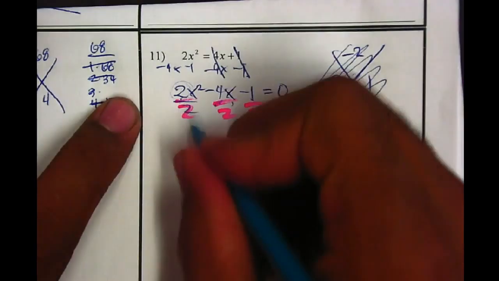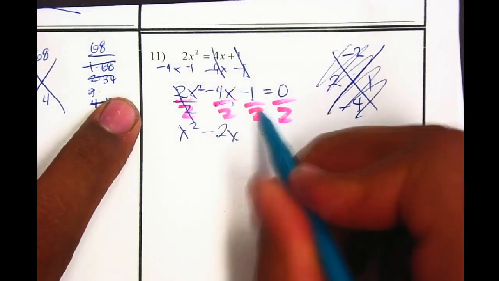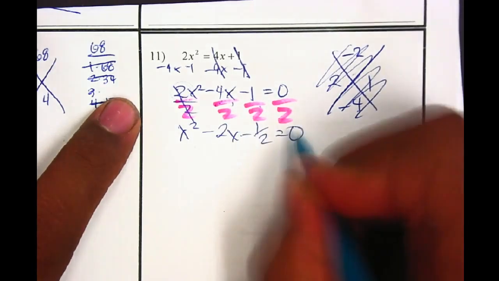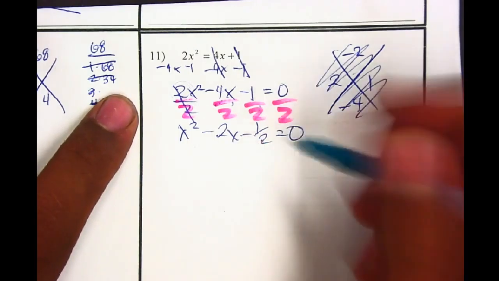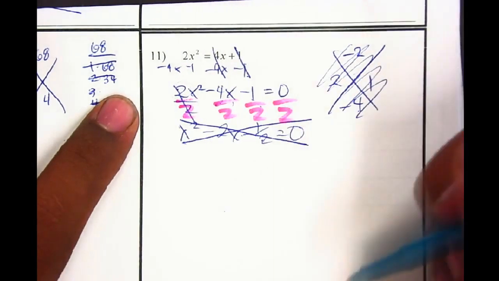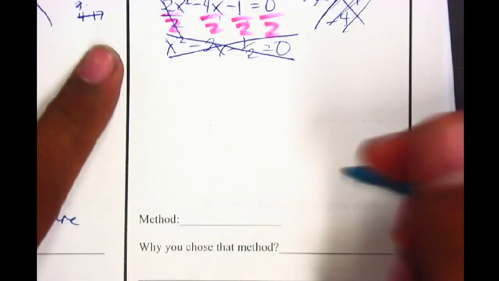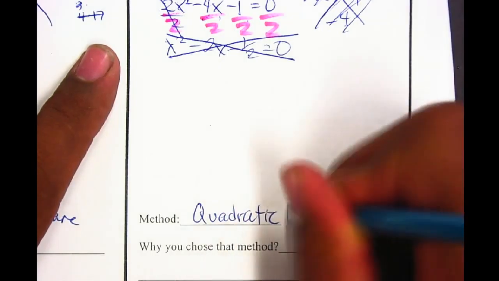Okay, well that works here. The 2's cancel out, and then I get minus 2x. But then the problem is I end up with 1/2, 1 over 2. And I don't want to deal with fractions. They just make things more complicated. So that's not going to work either. So then our last resort, our last option, is to do the quadratic formula.